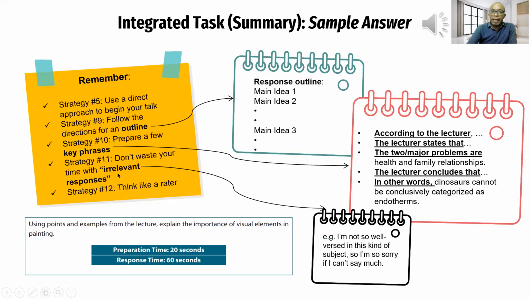And again, irrelevant responses will not be something good for you to use your time. And then think like a rater to make sure that you check all of the criteria for the excellent score. So let's listen to an example of an excellent score response following the strategies.